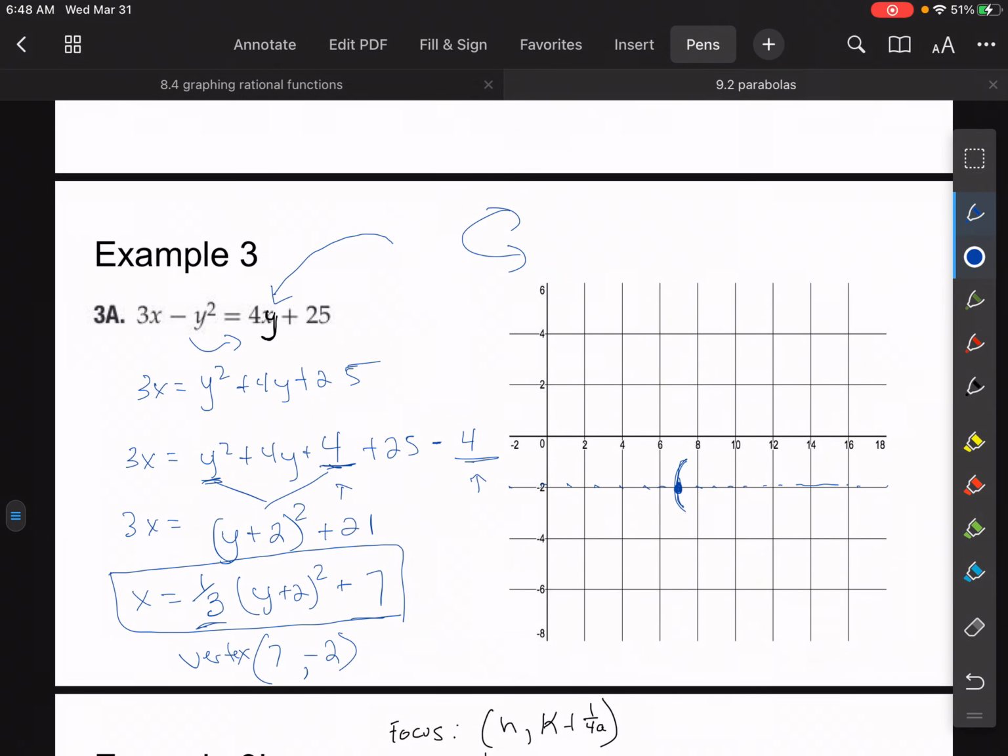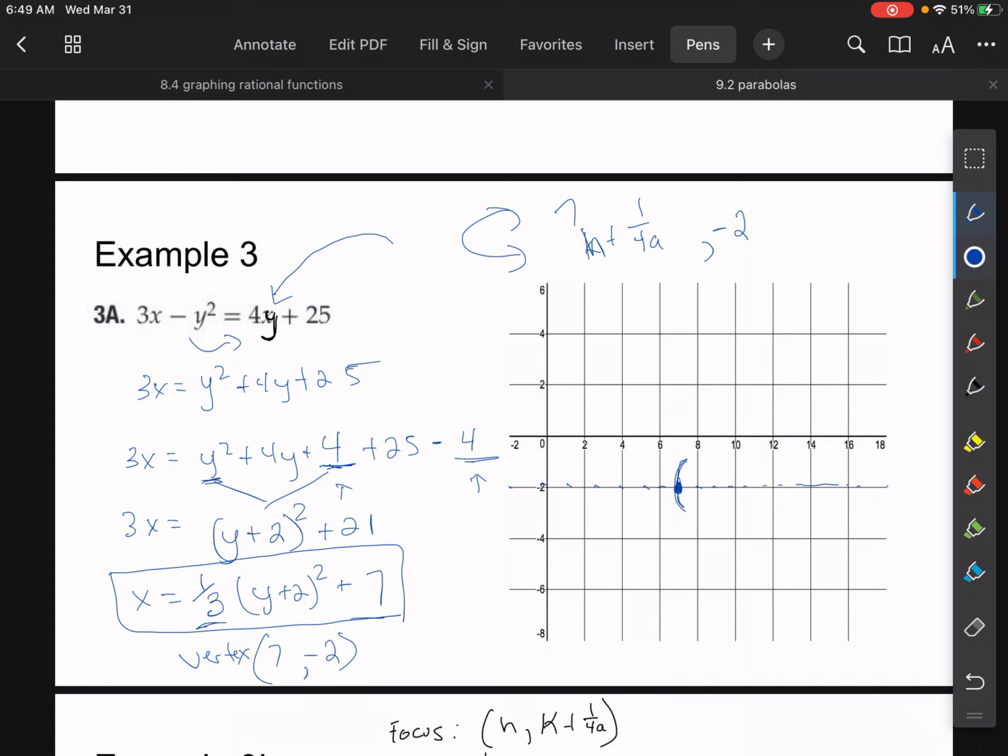Okay, since I know my focus is going to have the exact same y value but a different x value, I know that the y value will remain -2, and the x value would be h plus 1/4a. I know that my h value is 7, so it's going to be 7 plus 1/4a.